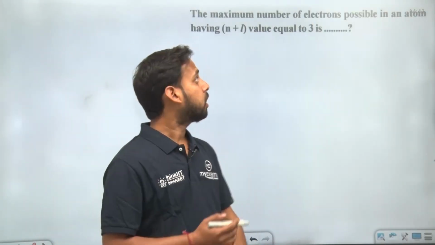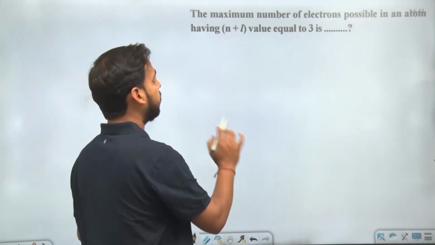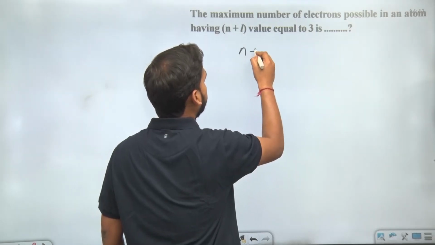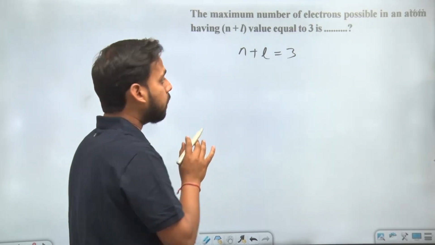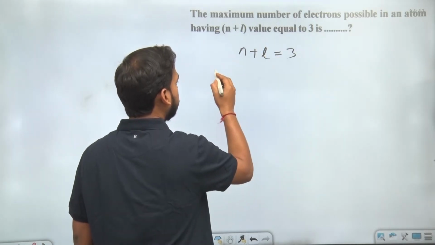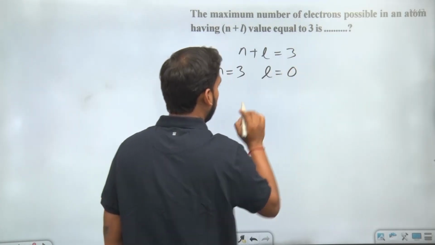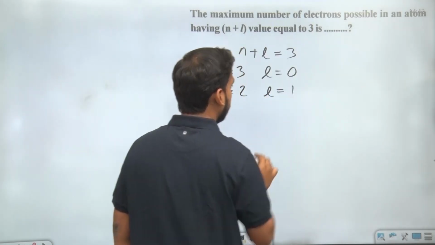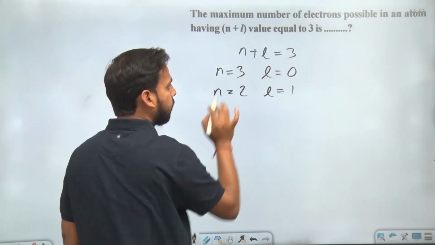Next question: the maximum number of electrons possible in an atom having an n plus l value equal to 3 is. So for n plus l equals 3, what possible values can we put for n and for l? When n equals 3, l should be 0. And when n equals 2, l should be 1. So 3 plus 0 becomes 3, and 2 plus 1 becomes 3.